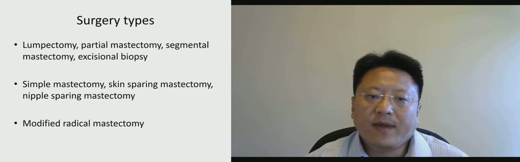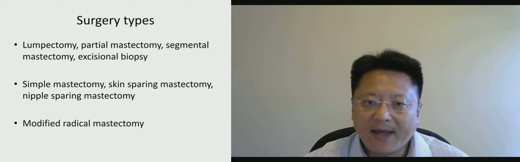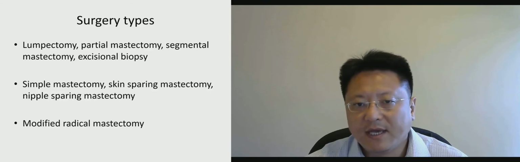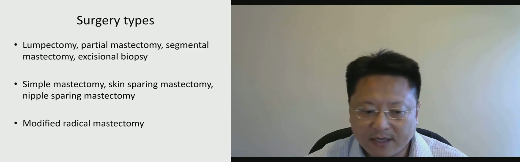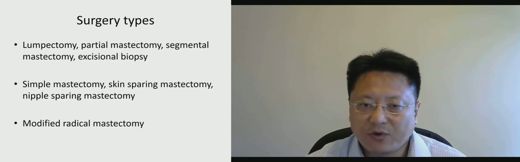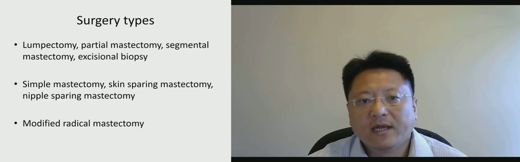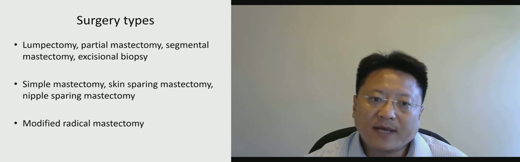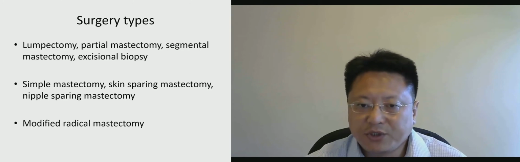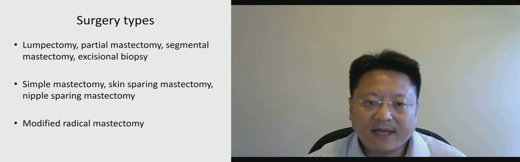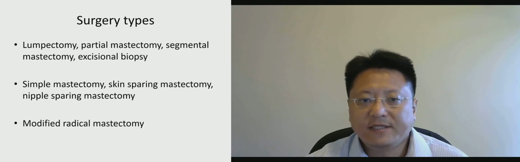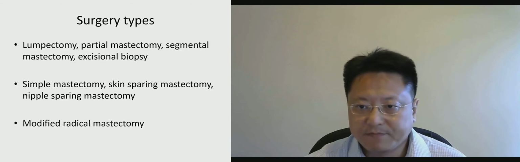In surgery, there are mainly three types of operations. Lumpectomy, partial mastectomy, segmental mastectomy, and excisional biopsies all share the common feature that the surgeon takes part of the breast and leaves the majority of the breast tissue in the patient. With simple mastectomy, skin-sparing mastectomy, and nipple-sparing mastectomy, the surgeon will take all the breast tissue out. In modified radical mastectomy, the surgeon takes the breast tissue out as well as some or the majority of the lymph nodes.